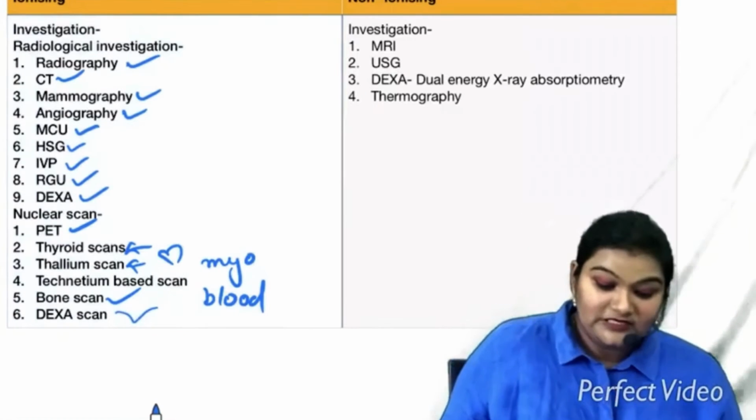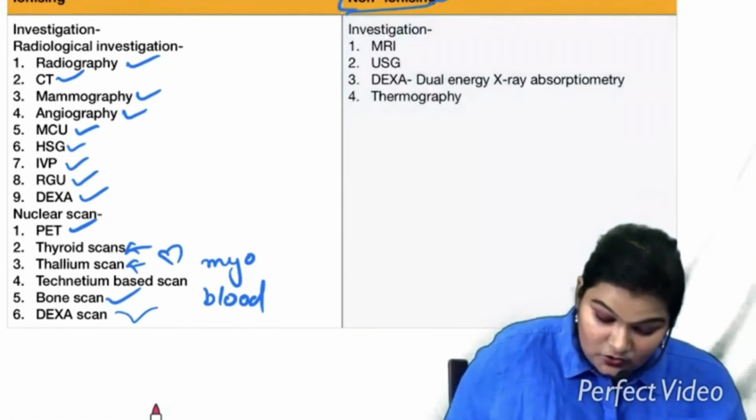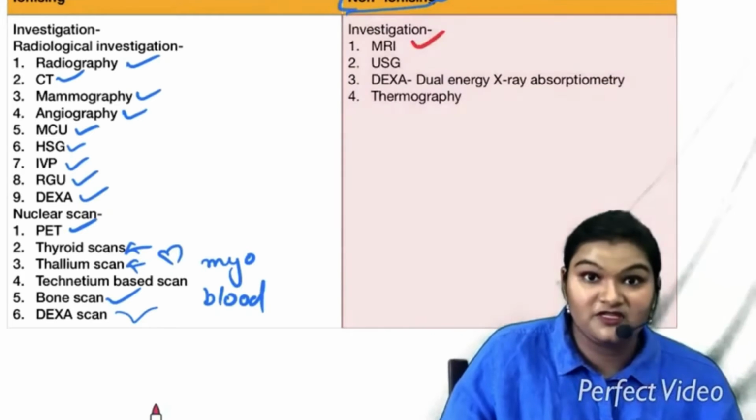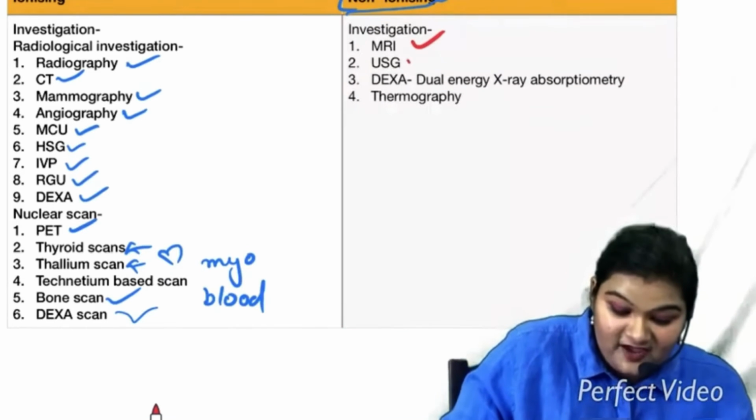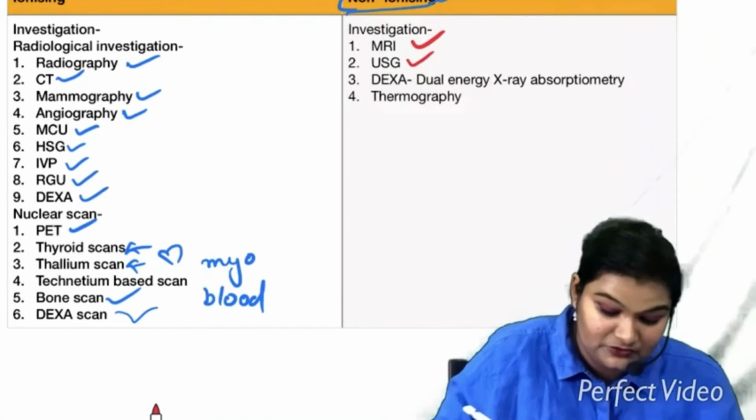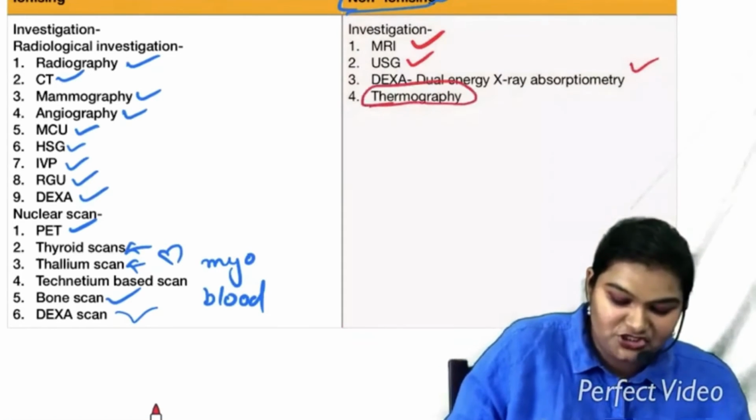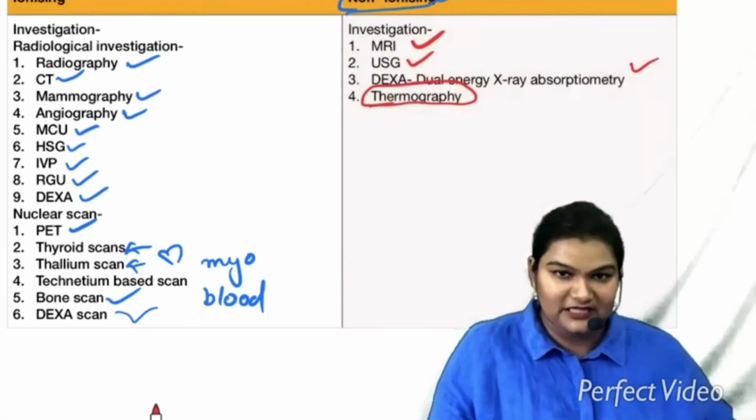Now let us move towards the non-ionizing investigations, and those are MRI. Here the magnetic field is used. Then we have USG, here ultrasound, the sound waves, are used. Then we have thermography, which was initially used, but it's not preferred nowadays.